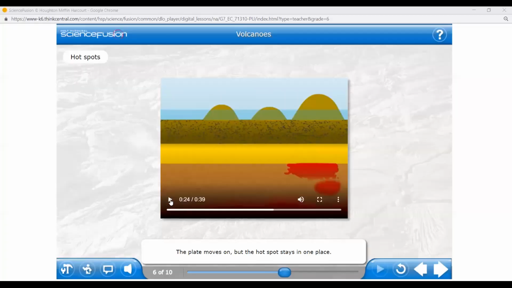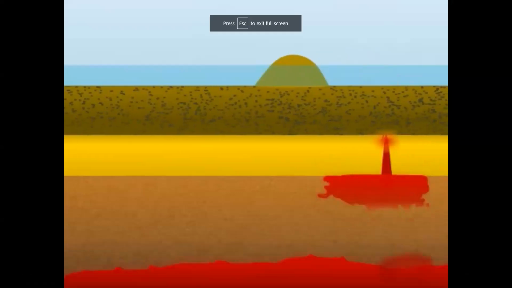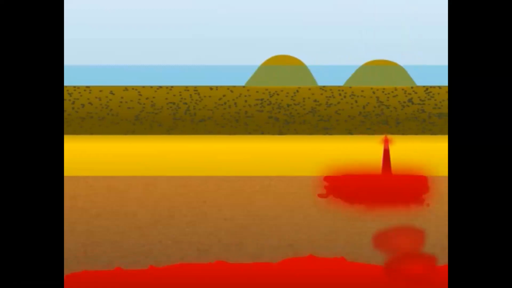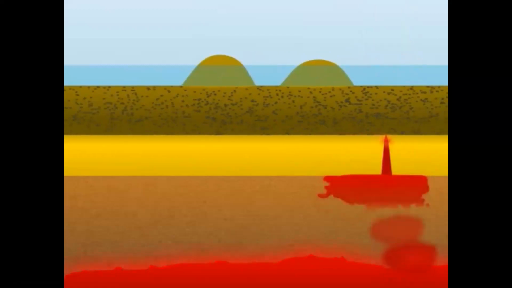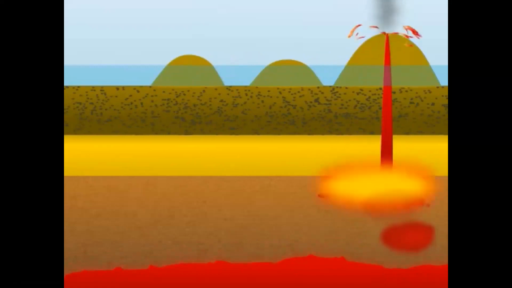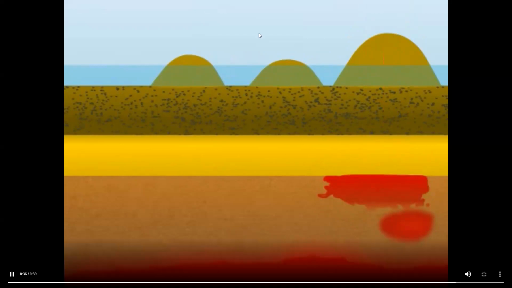Watch this again, girls. Remember, tectonic plates usually move slowly. The plate moves on, but the hotspot stays in one place. Magma can break through again in new locations as the plates move. Over long periods of time, such plate movements over a hotspot can form a whole chain of volcanoes.